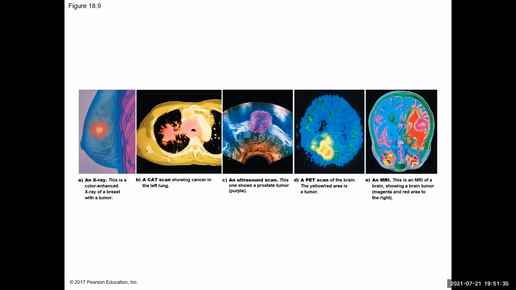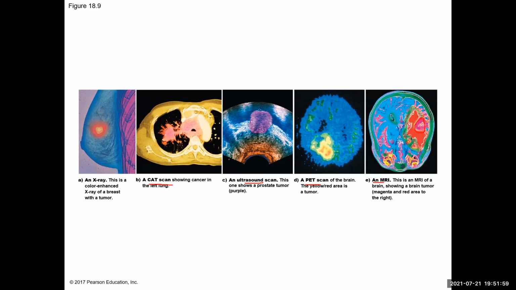Now, here are some examples of imaging. You have an X-ray, like you would get with a mammogram. You have a CAT scan showing a tumor in the lungs, and an ultrasound scan showing a tumor on the prostate. Here's a PET scan showing a tumor in the brain, and here's an MRI showing a tumor in the brain as well.